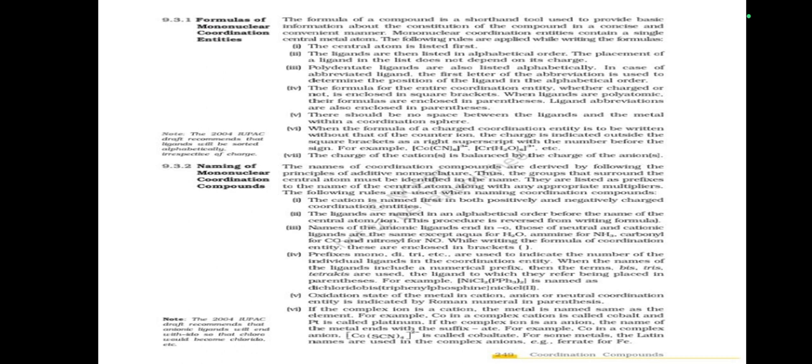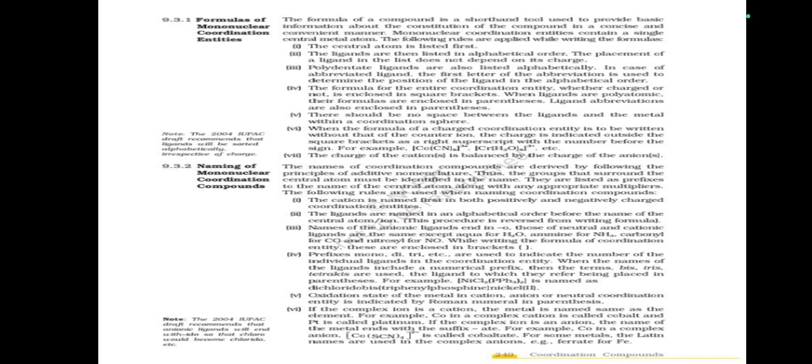The formula of a compound is a shorthand tool used to provide basic information about the constitution of the compound in a concise and convenient manner. Mononuclear coordination entities contain a single central metal atom. The following rules are applied while writing the formulas. The central atom is listed first. The ligands are then listed in alphabetical order. The placement of a ligand in the list does not depend on its charge.